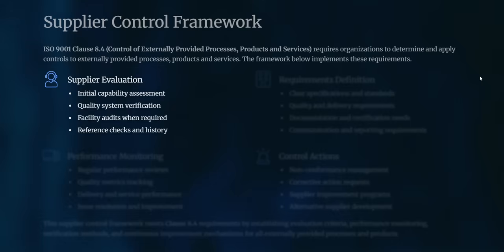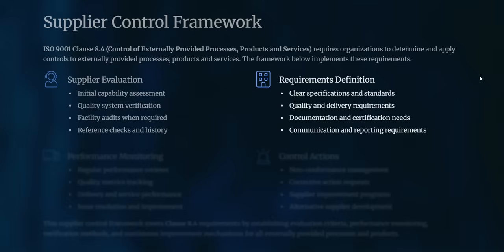That's one. Secondly, requirement definition for the supplier control framework must cover the following. First, clear specifications and standards must be communicated. Quality and delivery requirements must be communicated. Documentation and certification needs must be communicated. And finally, communication and reporting requirements must be communicated.